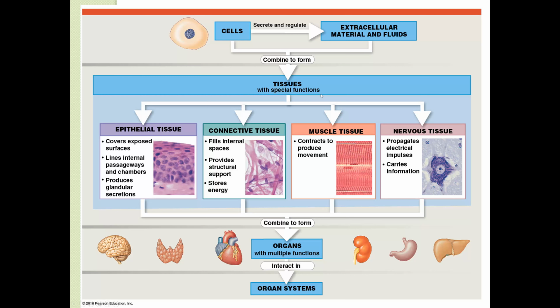As we're going to see in this chapter, the 4 types of tissue: epithelial tissue, which covers our surfaces, lines internal passageways, and produces glandular secretions. We have connective tissue, which fills our internal spaces, provides structural support, and stores energy. We have muscle tissue, which is all about movement. And we have nervous tissue, which is all about carrying information through electrical impulses.